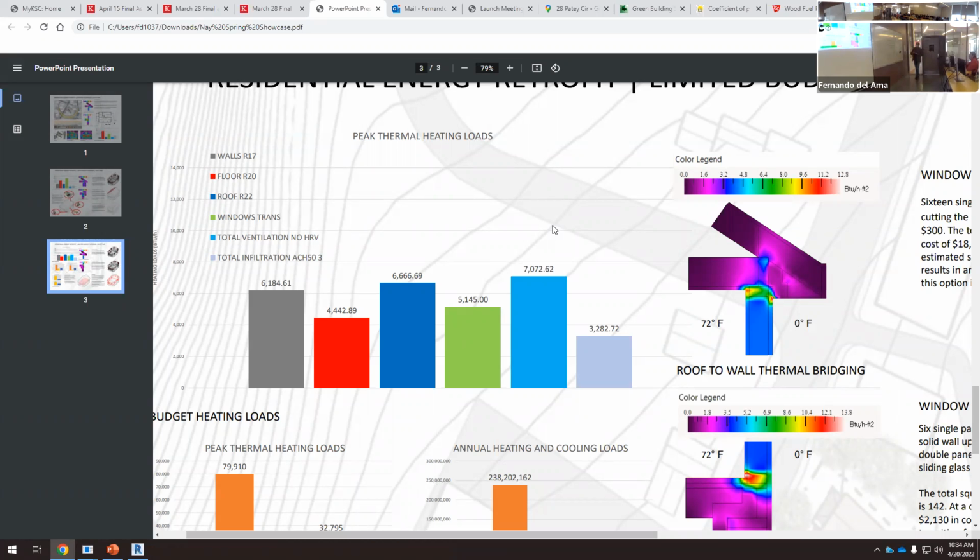But this is the thermal energy. What is the electric energy? I have to use this peak energy load in January, and I have to divide it by the COP of my system.